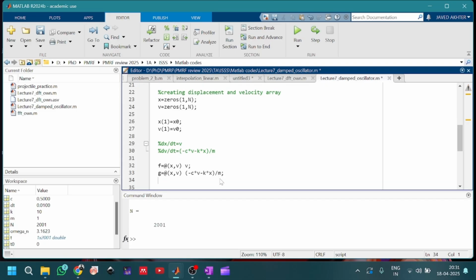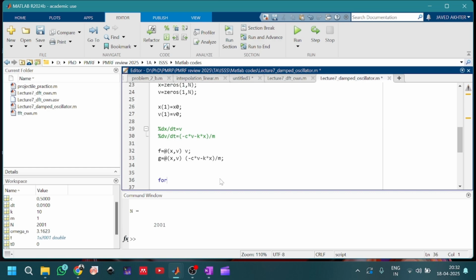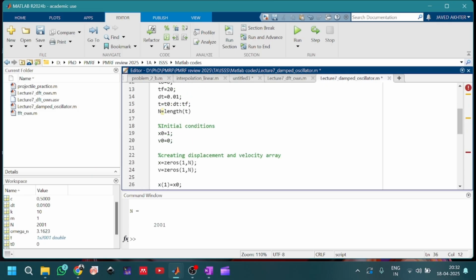Now you can solve it with RK4, so let me solve it with RK4. You have to run a loop for i from 1 to n minus 1. So n is your length.